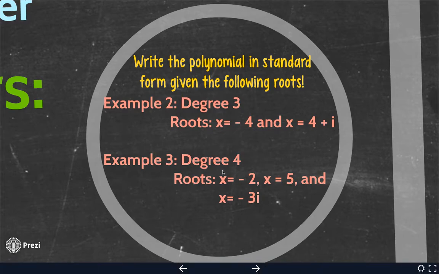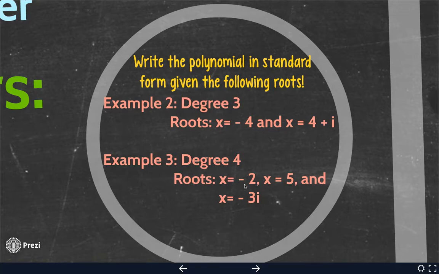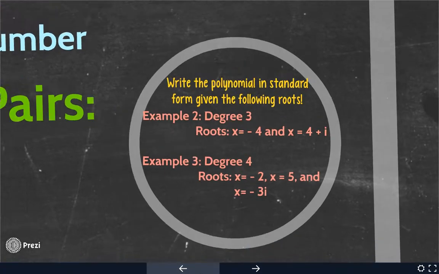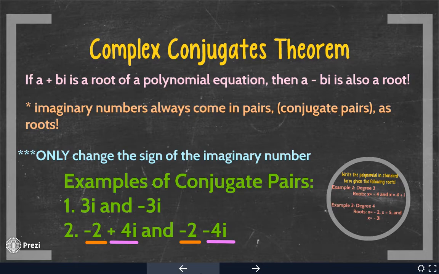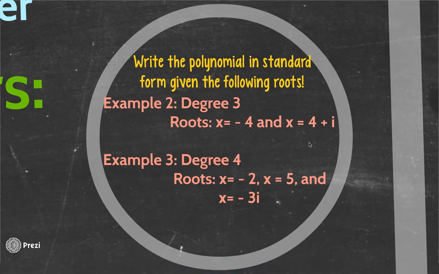Say with example 3, I have a degree 4 polynomial, which means, based on the fundamental theorem of algebra, that there should be a total of 4 roots. My roots are -2, 5 and -3i. This degree 4 is supposed to have 4 roots but only has 3. I currently have 2 real roots and 1 imaginary. But remember, imaginary numbers always come in pairs. So if I only give you 1 imaginary root, there is secretly another root hiding out. I've given you the evil twin, the -3i, so you're missing the positive version, the positive 3i. Be careful. If I only give you 1 imaginary root, you need to reevaluate the problem because one of them is missing.